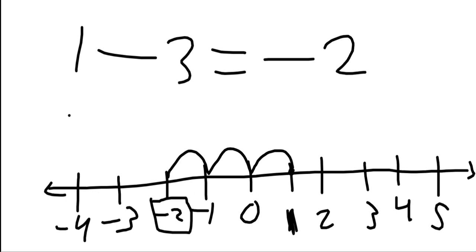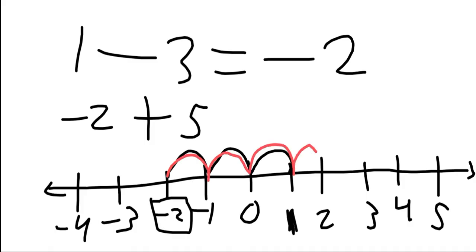Let's try negative 2 plus 5. Negative 2 plus 5. We would go, sorry, let me use a different color. 1, 2, 3, 4, 5. So in this case, negative 2 plus 5 equals 3.